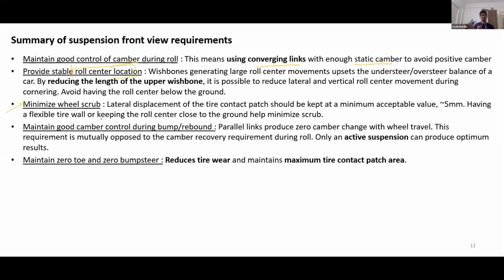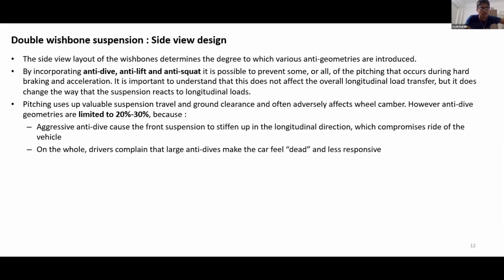The ideal value is 0 camber, but this is obviously not possible for a suspension that we are designing. A true compromise would be to use an active suspension, which would produce optimum results. So maintain 0 toe and 0 camber for straight line. It reduces tire wear and it maximizes the tire contact patch area, right? So that's the best suspension that you can have.